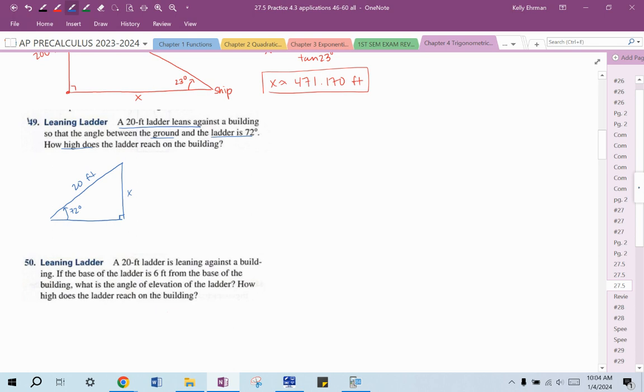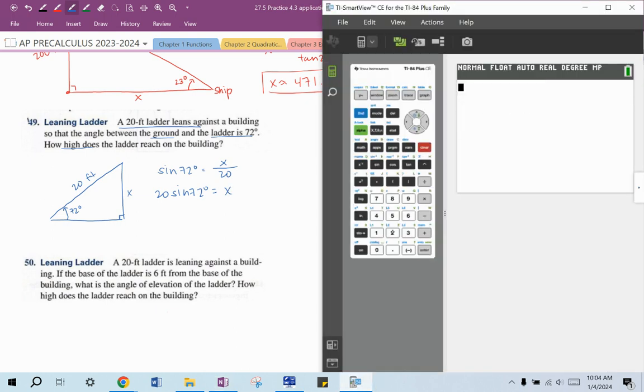Then we have to pick the correct trig function. Now we have opposite the 72 degrees and we have the hypotenuse. So that's sine. Sine of 72 is equal to x over 20. I just multiply by 20 to get x by itself, and put this into my calculator. 20 times the sine of 72 is 19.021.